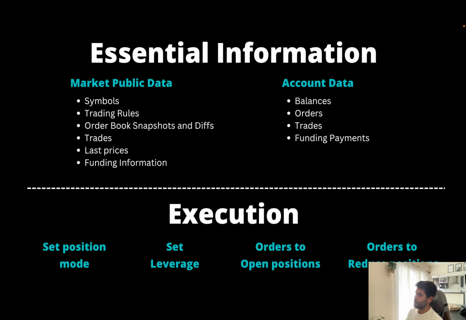Well, in execution, what we have first of all is set the position mode, because I will explain now the position modes. You have two position modes normally in exchanges. There is one way and hedge. The difference between them is that one way only lets you open one kind of position at the same time in the market. You cannot have a long and a short position in Ethereum, for example. You can have just one. For example, you can have a long or a short.